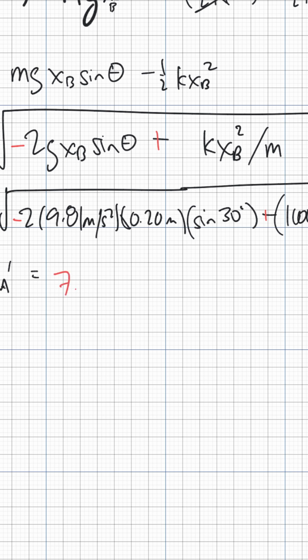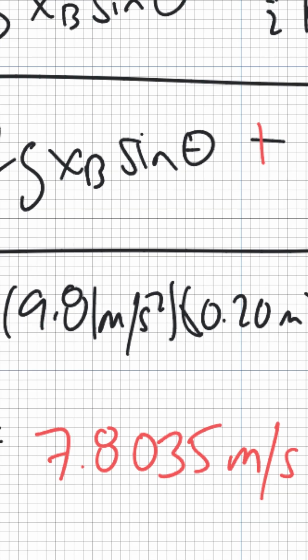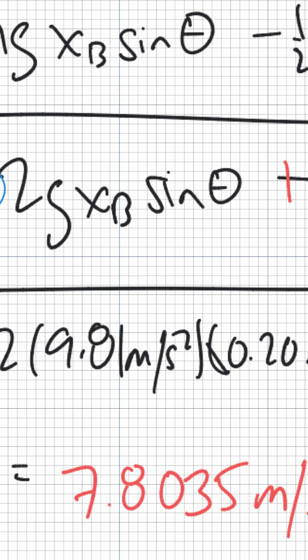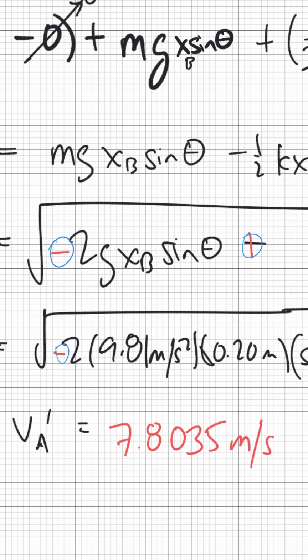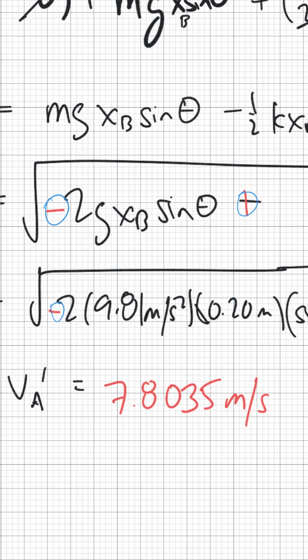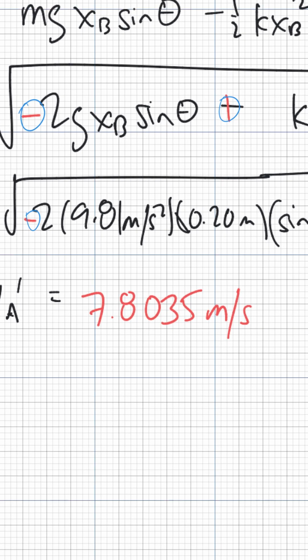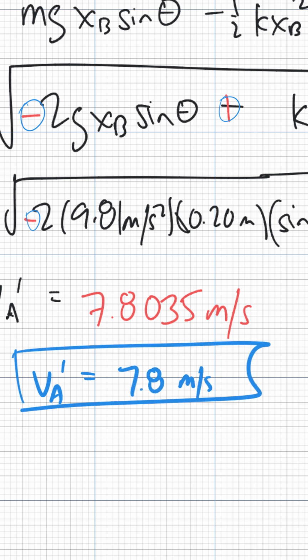Okay, I'm getting 7.8035 meters per second. I will note that I made a sign error earlier, so you'll see that in red. That's just algebraic, so here, here, here, and here. Basically, it was this minus sign. I forgot to divide by it. Okay, so with sig figs, I believe there are 2 sig figs in this problem, so we'd say va prime equals 7.8 meters per second. Okay, cool. So that's the velocity of the block when it leaves the spring.